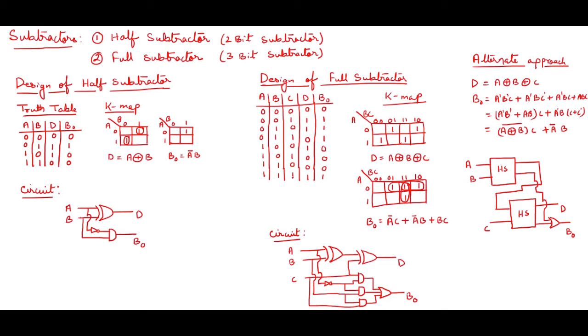Now 0 minus 1 is not possible, right? So I have taken borrow 1 over here, so this becomes 10. Now 10 minus 1 is 1, so this is my truth table. Now placing the values of truth table in the Karnaugh map, a 3 variable Karnaugh map.